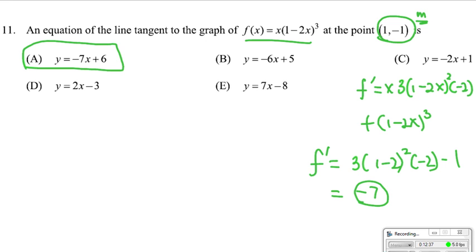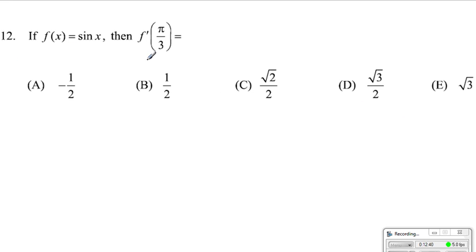Alright, let us move on to number 12. What is the derivative of sine? It becomes cosine. But the angle is pi over 3. So we end up getting cosine of pi over 3, which becomes 1/2.